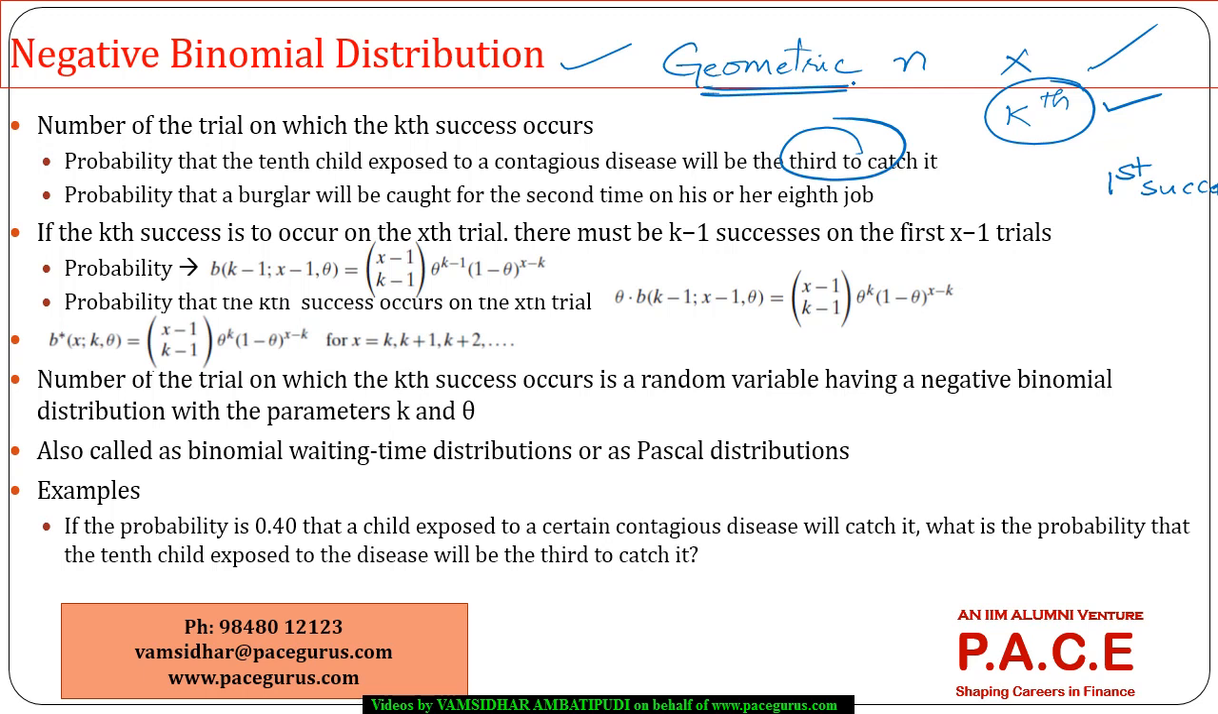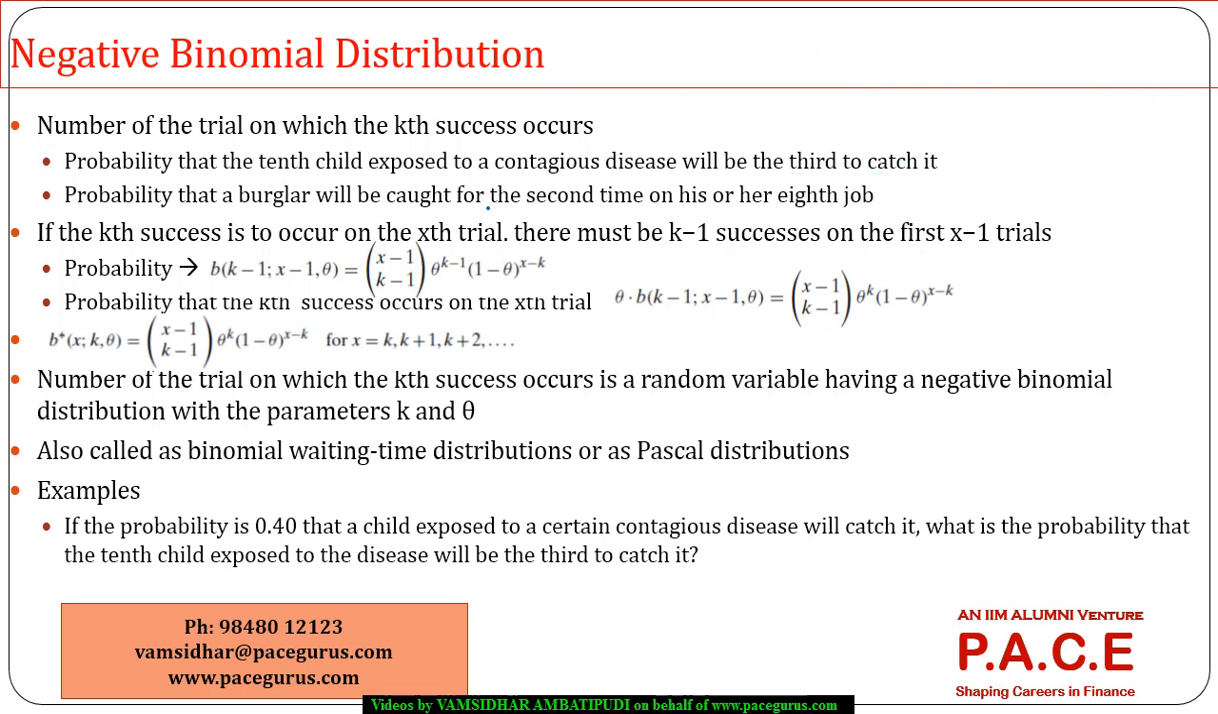In negative binomial, I am looking at in general in which trial the kth success is coming. Is it the first trial, second trial, 10th trial, 20th trial? Which one is it? I am trying to find out the number of trials in which the kth success has occurred. Whereas if I am looking at the number of trials in which the first success has occurred, we call it a special case of negative binomial distribution, which we call a geometric distribution.